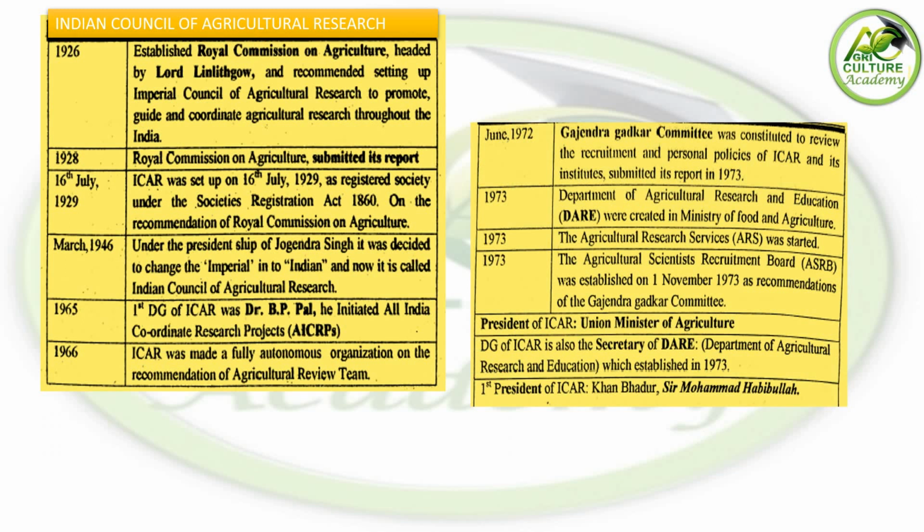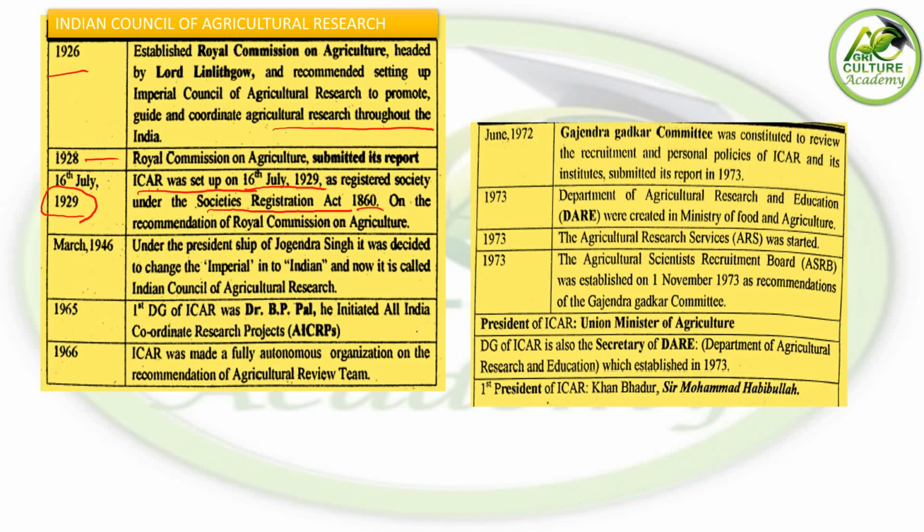Then we'll see Indian Council of Agricultural Research, ICAR. 1926 the Royal Commission on Agriculture headed by Lord Linlithgow recommended setting up Imperial Council of Agricultural Research to promote, guide and coordinate agricultural research throughout India. 1928 Royal Commission on Agriculture submitted its report. In 1929 ICAR was set up on 16 July 1929 as a registered society under the Society Registration Act 1860 on the recommendation of Royal Commission on Agriculture.